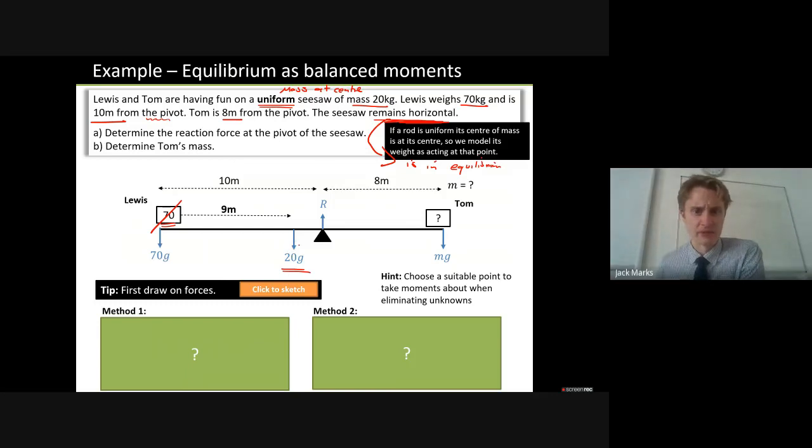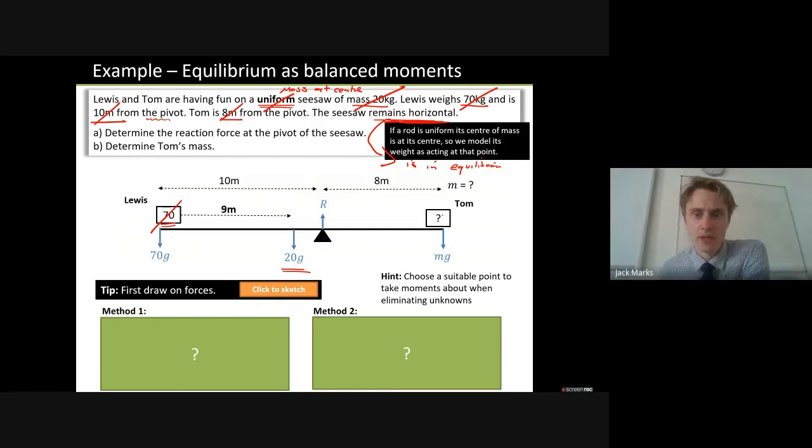As soon as I've got these numbers, good practice as well is get rid of that. Uniform, yep, I've tackled that. 70 kilograms, done. 10 meters is on there, done. If you do this, you'll be able to spot things that you haven't used in the question. Tom is 8 from the pivot. Well, using all of that together helps you place this bit here, okay?